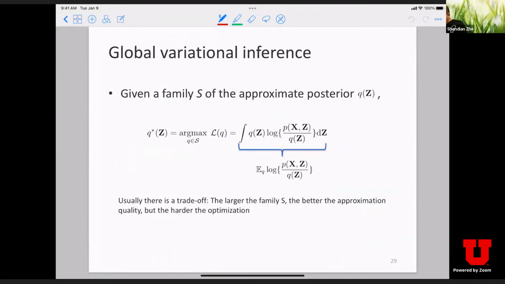So for simplicity, if you look at this integral, this is essentially the variational evidence lower bound. This is also an expectation, an expectation of this log fraction under the variational approximation Q, the approximate distribution Q. So sometimes we also write the evidence lower bound in the notation of expectation: the expectation of the log fraction between the joint distribution and the approximate posterior Q of Z.